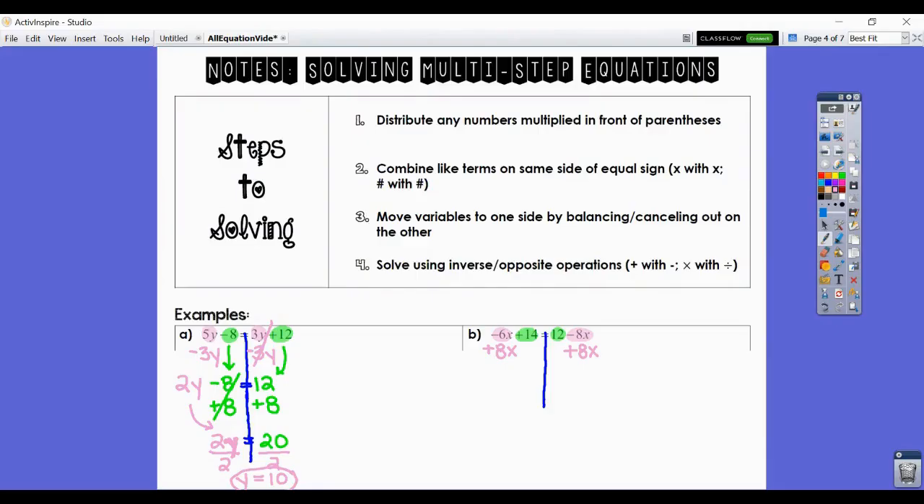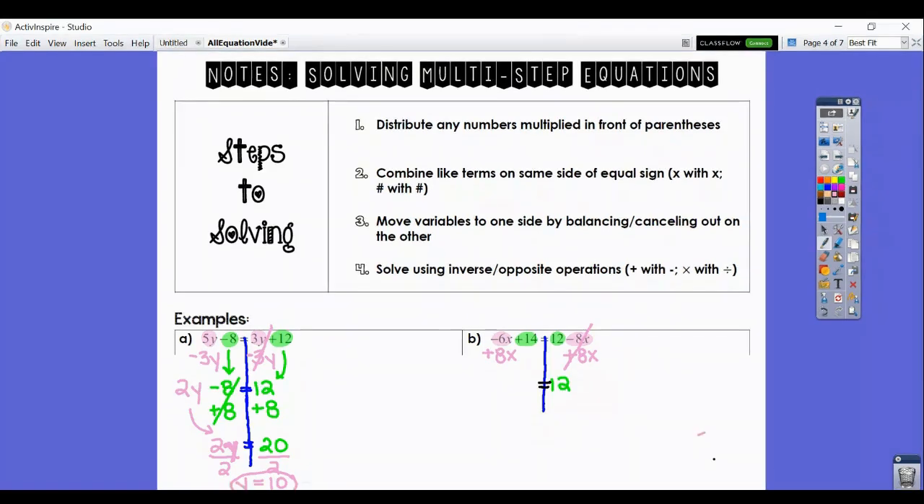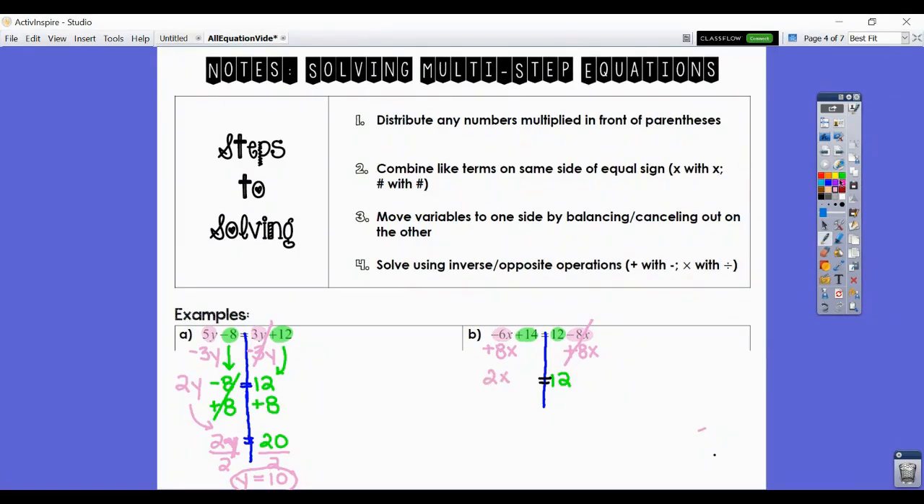Negative 8x plus 8x cancels out to be 0. I know I did that correctly when I do that math, and it cancels out, moving that 8x to the left side, keeping 12 all alone on that right side. Negative 6x plus 8x comes out to be 2x, and then we add 14. From here, got to combine my numbers together. It's a plus 14, so I have to do the opposite, subtraction. That's the only way I'll cancel out and move the 14 to the other side. 14 minus 14 comes out to be 0.